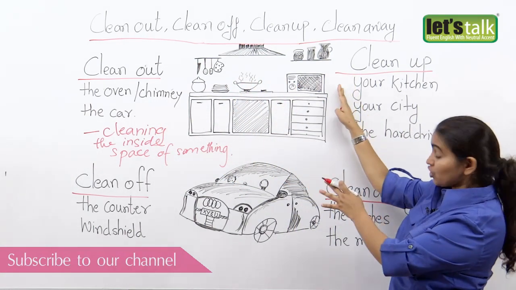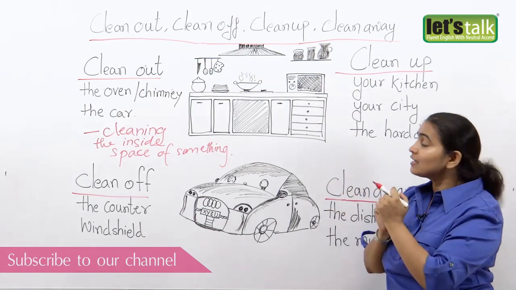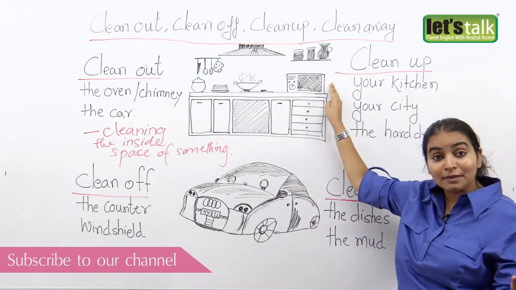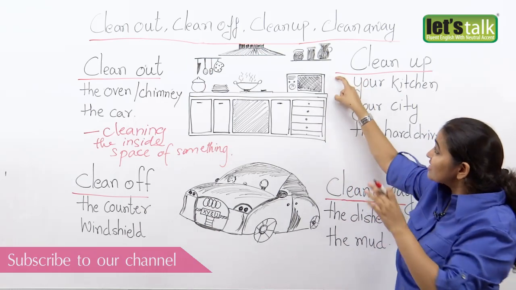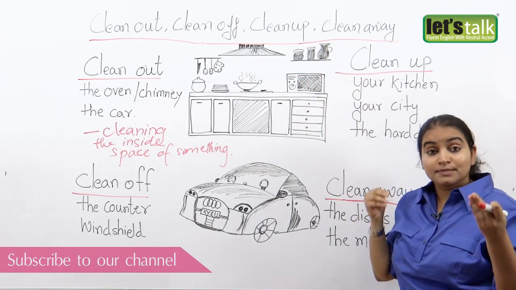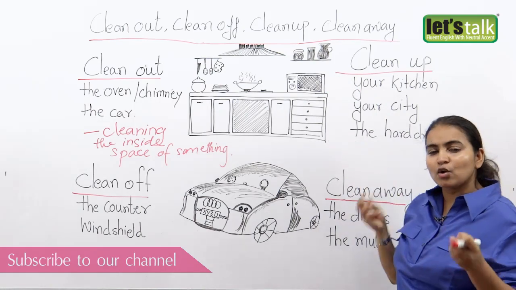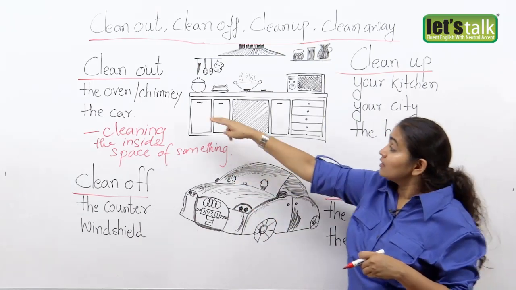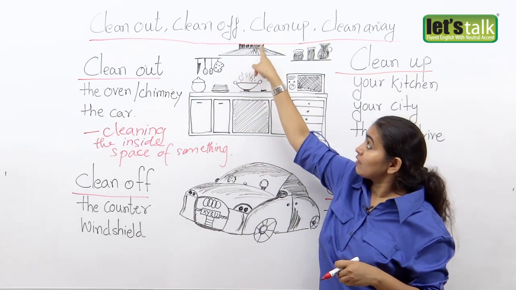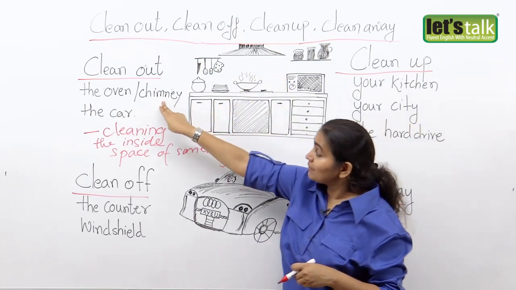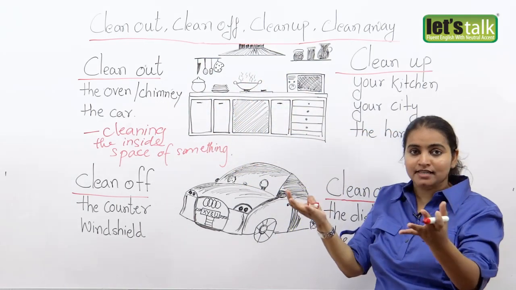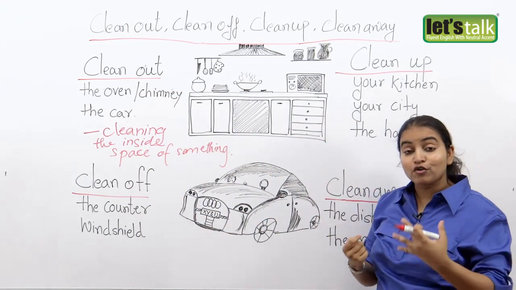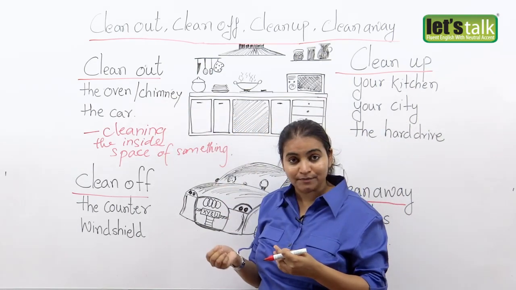Here's my kitchen that I've so painstakingly drawn. My kitchen has an oven, and I would say clean out the oven. Why? Because the oven is a thing. This thing has got a space inside it. It is possible that the oven inside is quite messy, and therefore I need to clean it out. The same goes for my chimney. The chimney is a thing. It's got a space in it, and I want to clean out the inside space of the chimney, and therefore I say clean out the chimney.